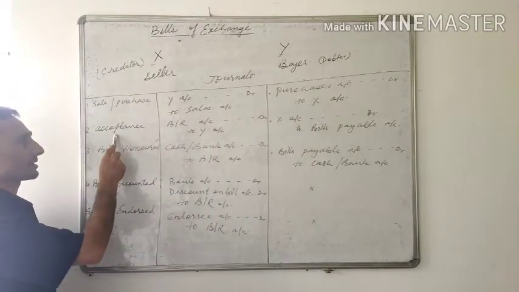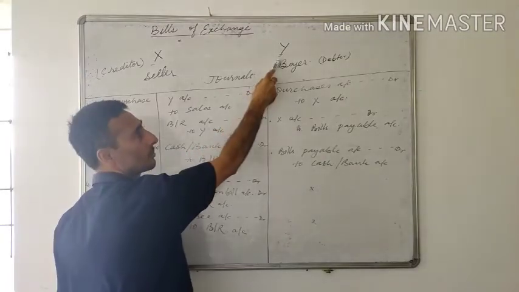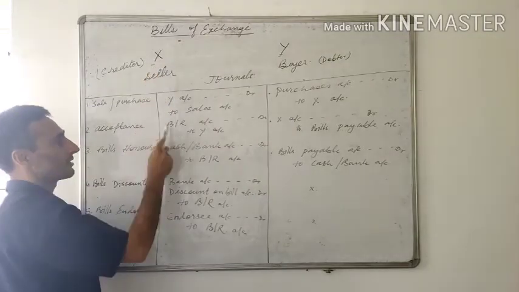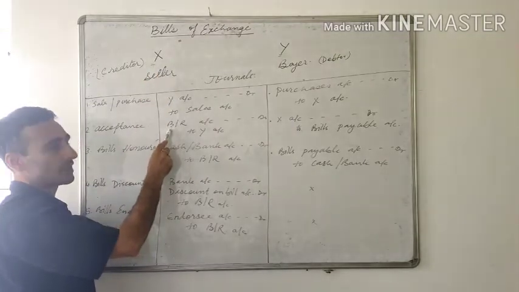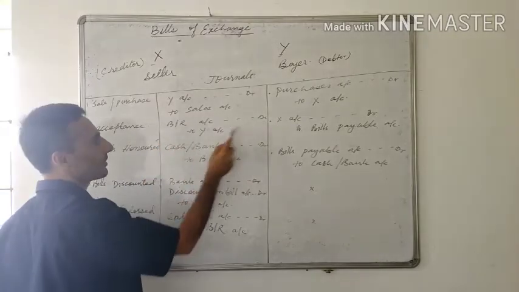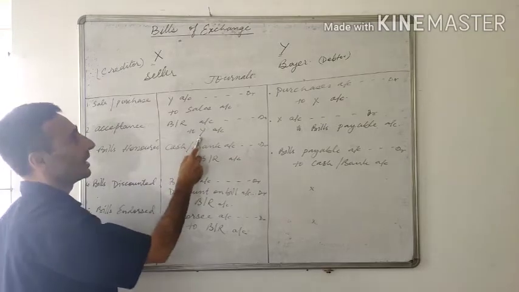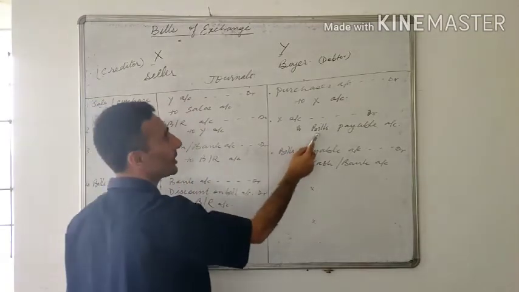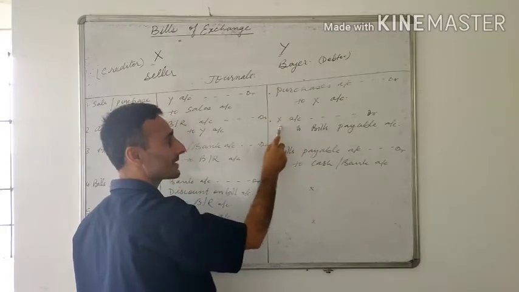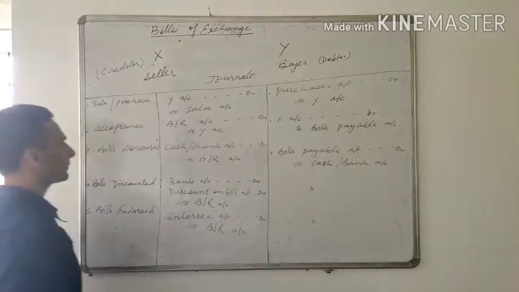Then you have acceptance. Acceptance means signing the bill. Who signs the bill? Y signs the bill and gives it back to X. So what does X receive? X receives bills of exchange, that is called bills receivable account. So bills receivable account debit to Y account because it is received from Y. And the same bills of exchange is bills payable for Y, and it is payable to whom? X. So X account debit to bills payable account.